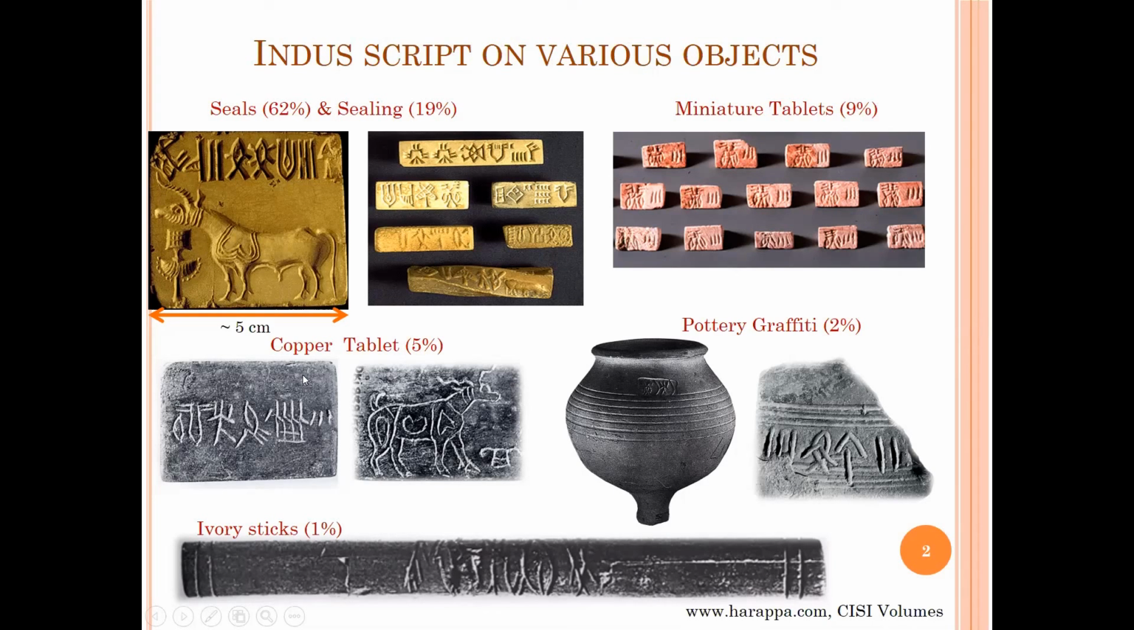Another 5% of the inscribed material appears in the form of copper tablets, and they have a style of their own. So here, instead of finding the writing and the animal motif on the same side, we have the writing on one side and the animal motif and the feeding trough on the other side.